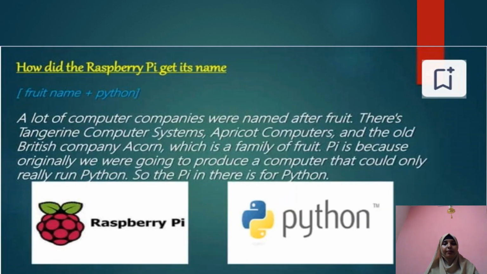How did the Raspberry Pi get its name? Fruit name plus Python. A lot of computer companies were named after a fruit. There is a Tangerine computer system, Apricot computers, and also the old British company Acorn, which is a family of a fruit. Pi is because originally we were going to produce a computer that could only really run Python. So the Pi in there is for Python.